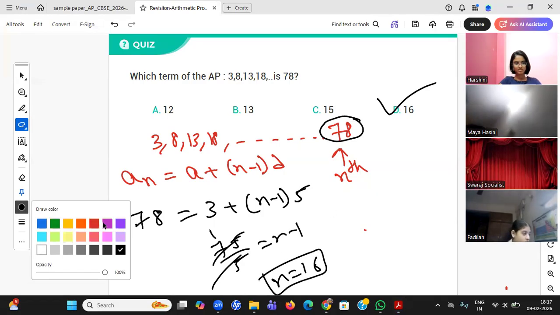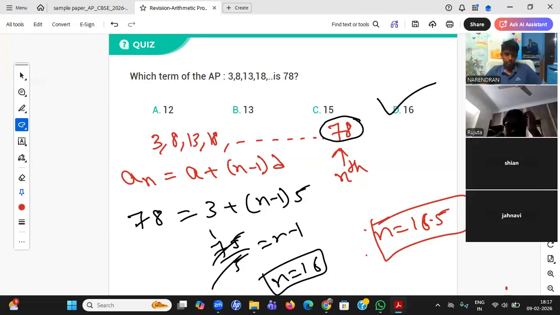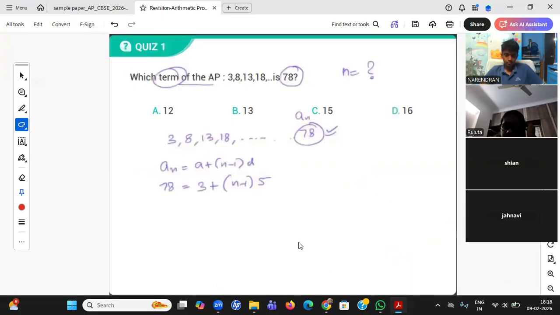Okay, whenever he's asking which term, student, if you are getting something like n equal to 16.5, what will you do? So then it's not in the AP. So definitely 78 will not be in this particular list. It may come for 2 marks. So then you should write, we are getting a fraction, which is not possible. N value should be a positive integer only. So you should say 78 will not be in the particular AP list.